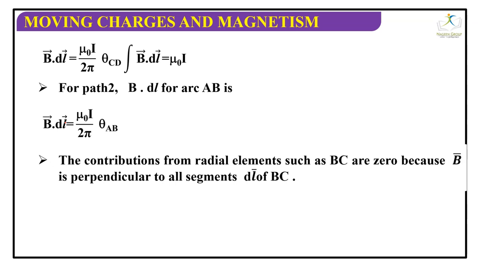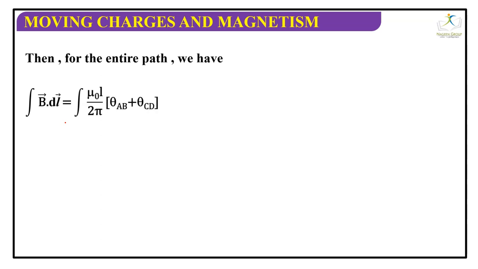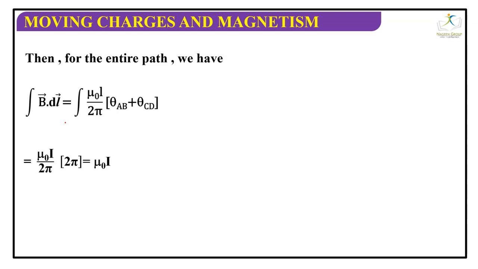The contribution of all the radial elements such as BC is 0 because B is perpendicular to the segment dl of BC. For the entire path, these two factors come in. So we can write theta for AB plus theta for CD. For the maximum value, this becomes 2 pi. That means finally we get mu naught times I.